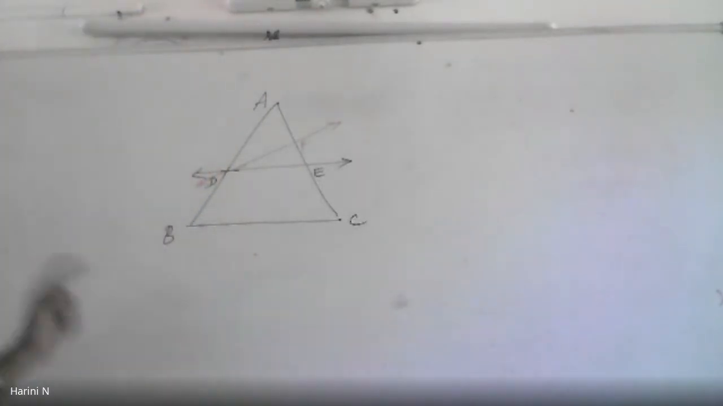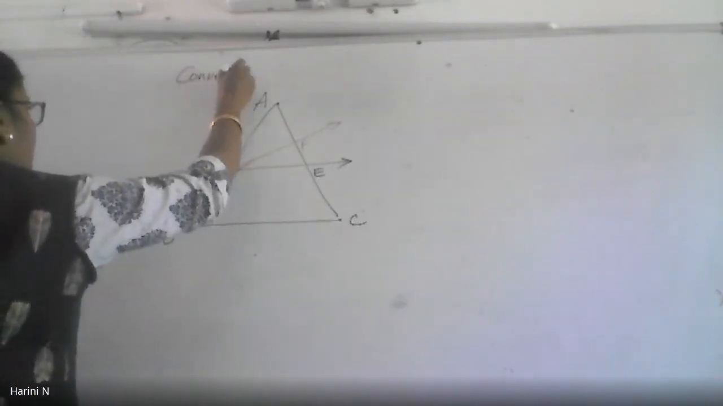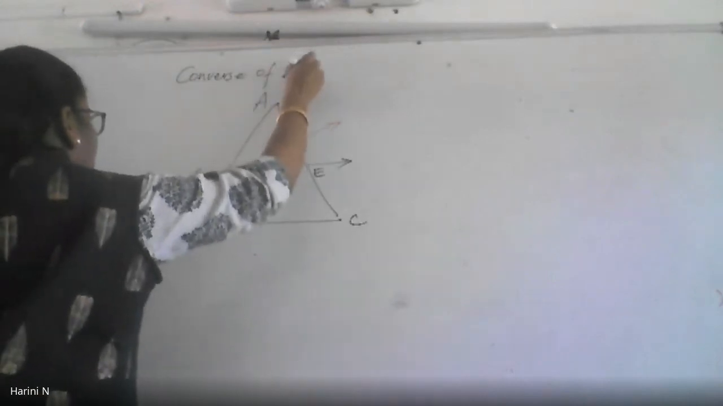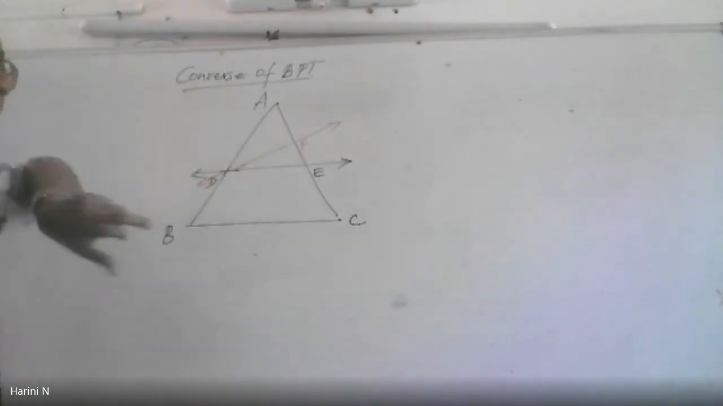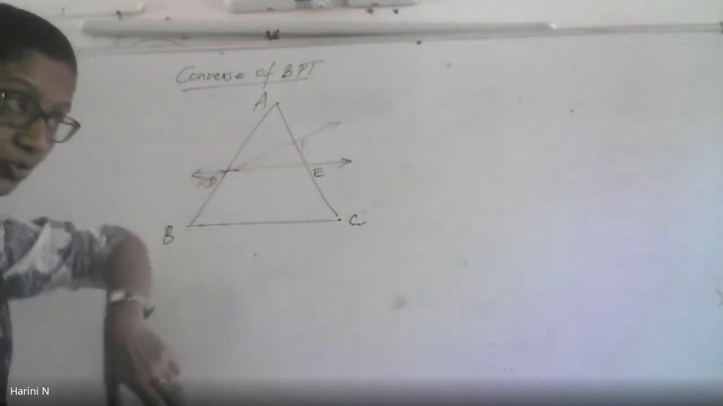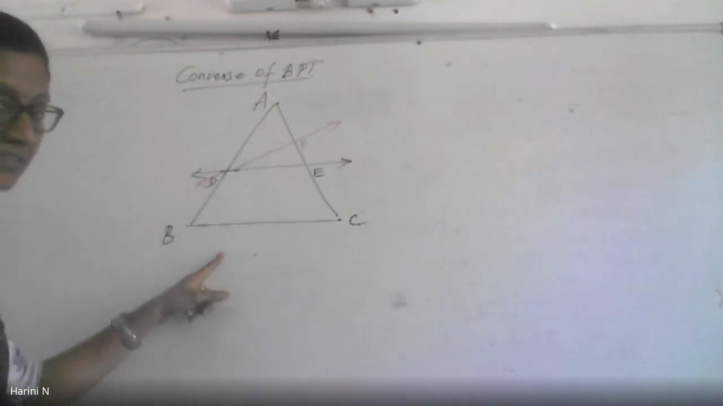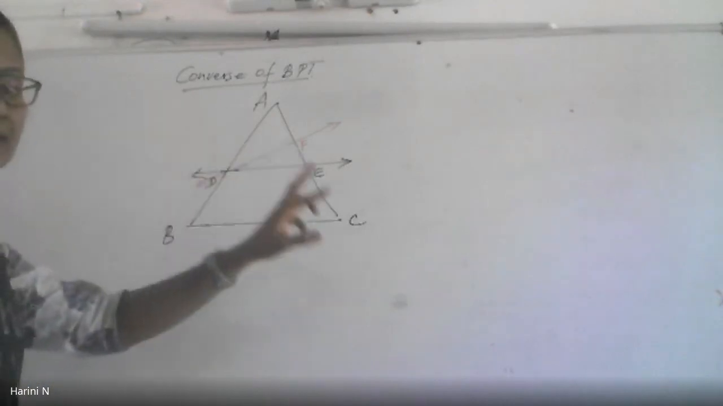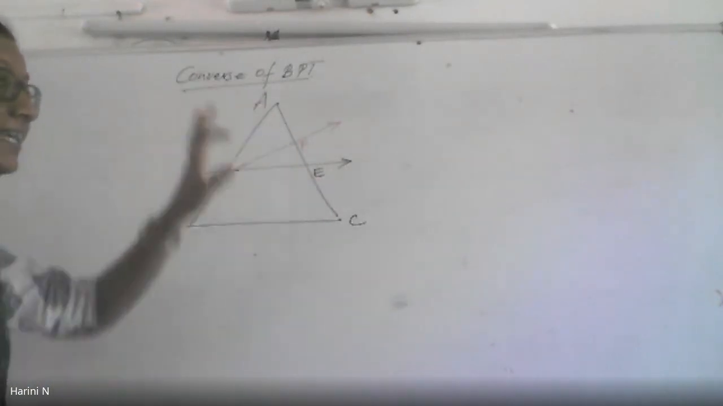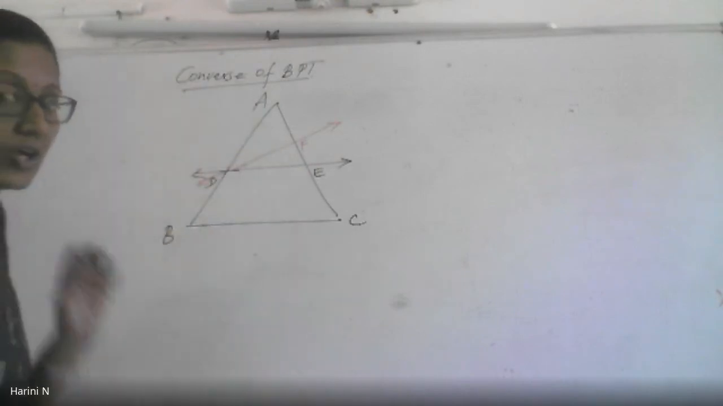Here, the converse of the BPT states that if a line is drawn dividing two sides of a triangle such that they are divided in the same ratio, then that line will be parallel to the third side. If I draw a line such that it divides two sides of a triangle in the same ratio, then I can definitely tell that that line is going to become parallel to the third side. This is the converse of the BPT.